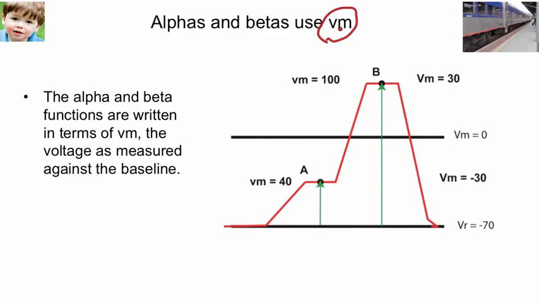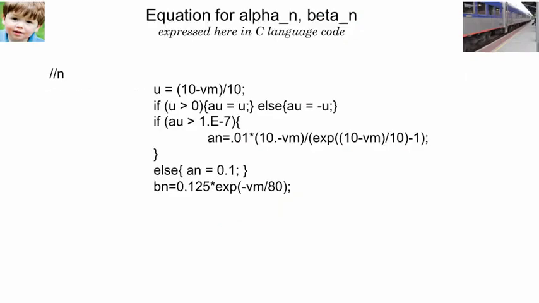Therefore, they did what they could, that is to say, what they could most reasonably and most readily. They wrote the expressions based on the data they had, which were Vm displacements relative to the baseline. We talked about earlier what the difference was between capital Vm and lowercase Vm, so you know what that is. Okay, so now let's look for the specific equations for alpha n and beta n.